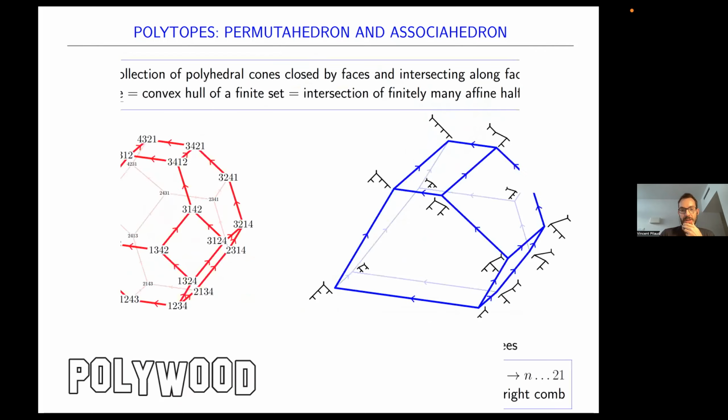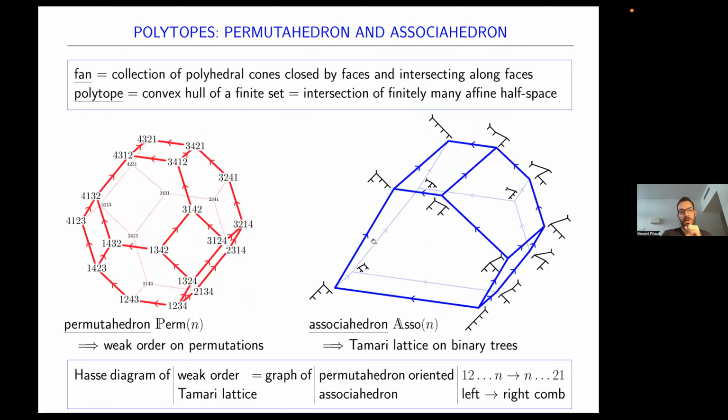Okay, and here is a connection between the geometry and the lattices that we mentioned. Let's look at our polytopes, the permutahedron or the associahedron, and let me just look at the graph of these polytopes, and I will orient this graph in a linear direction. This direction goes from the identity to the reverse of the identity, and for the associahedron, it goes from the left comb to the right comb. It's the same direction actually. If you do that, then what you see as an oriented graph is a Hasse diagram of the weak order that we mentioned before.